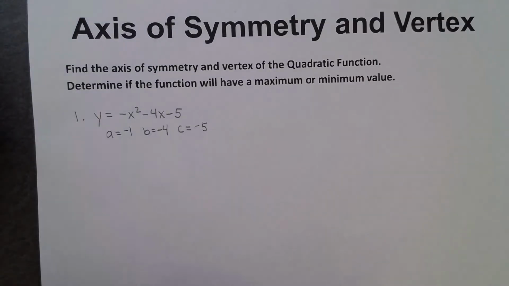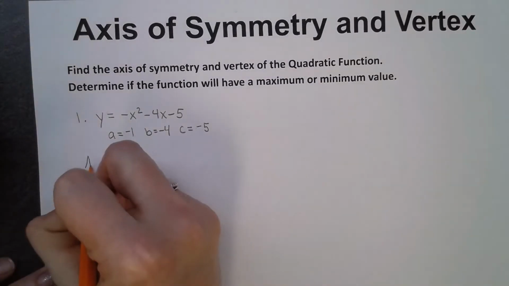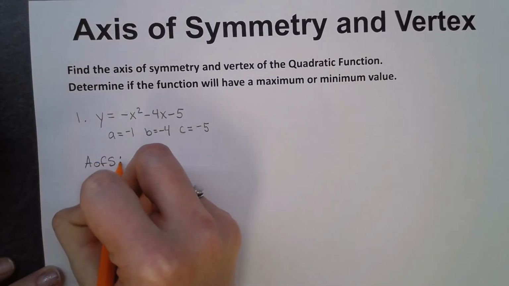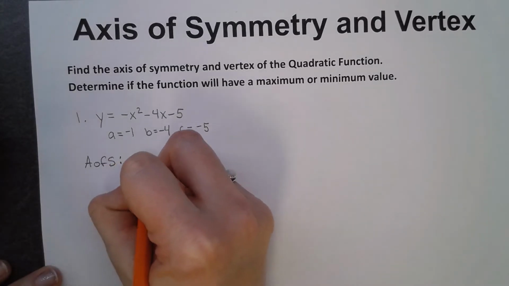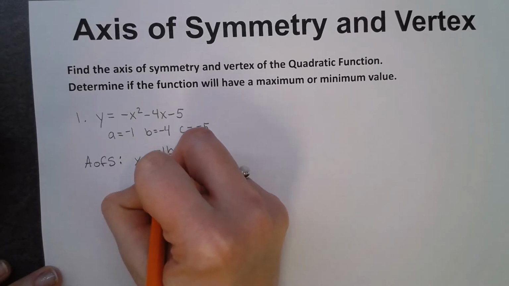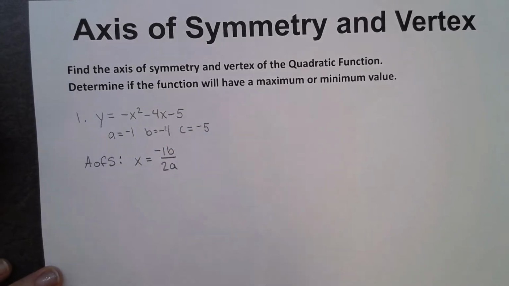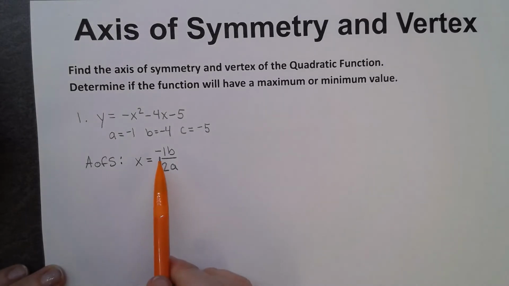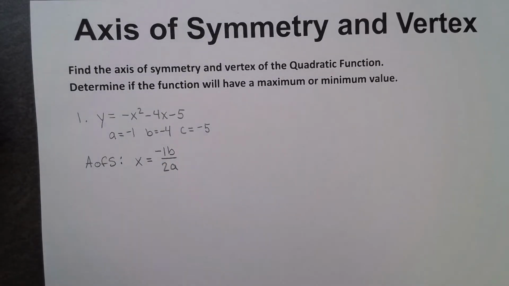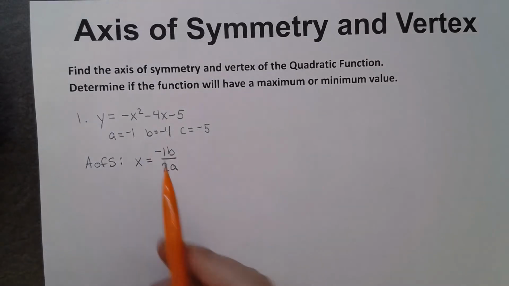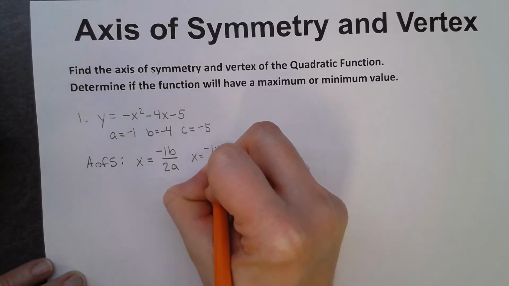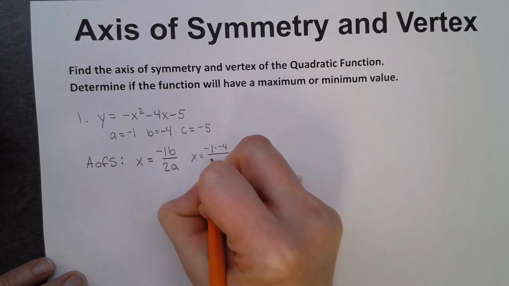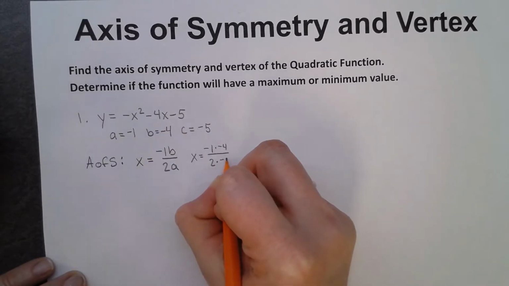To find the axis of symmetry, I abbreviate it A of S. So for the axis of symmetry, we will use our formula, x equals negative b over 2a. And I do set it up with negative 1 times b, just so you can correctly calculate in this formula, especially when your b is already negative. So let's do that now. So negative 1 times negative 4 over 2 times our a, which is negative 1.